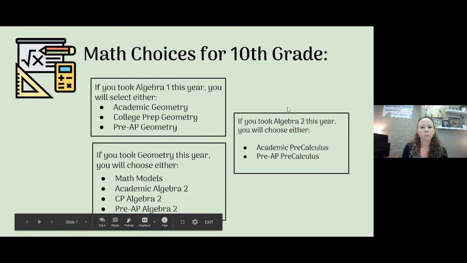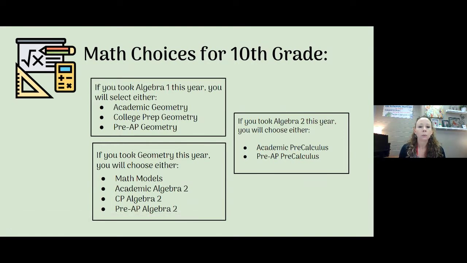For math, it gets a little more complicated. It just depends on which math course you took this year. If you were in Algebra 1, you need to select either Academic, College Prep, or Pre-AP Geometry. Geometry is a graduation requirement, so you do have to take it. If you took geometry this year, you're going to choose either Math Models, Academic Algebra 2, College Prep Algebra 2, or Pre-AP Algebra 2 for 10th grade. If you took Algebra 2 in 9th grade, you're going to choose either Academic Pre-Cal or Pre-AP Pre-Cal.